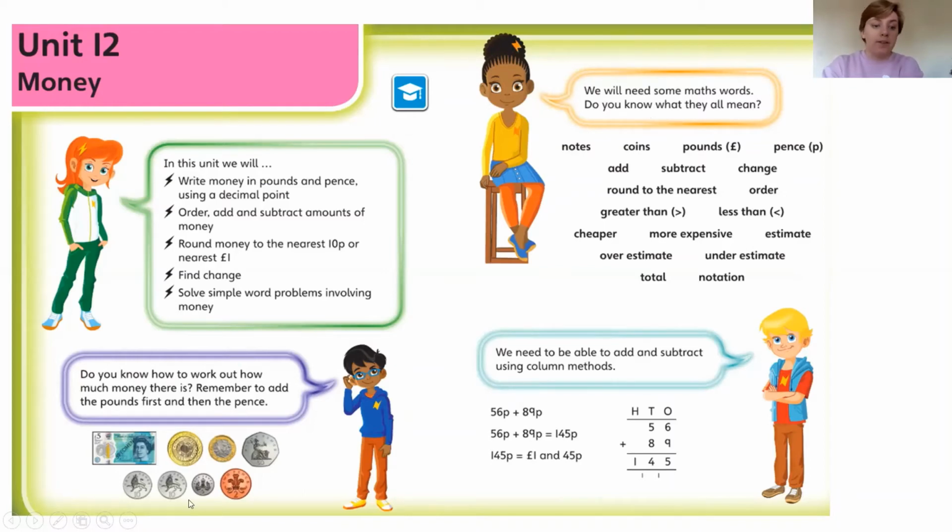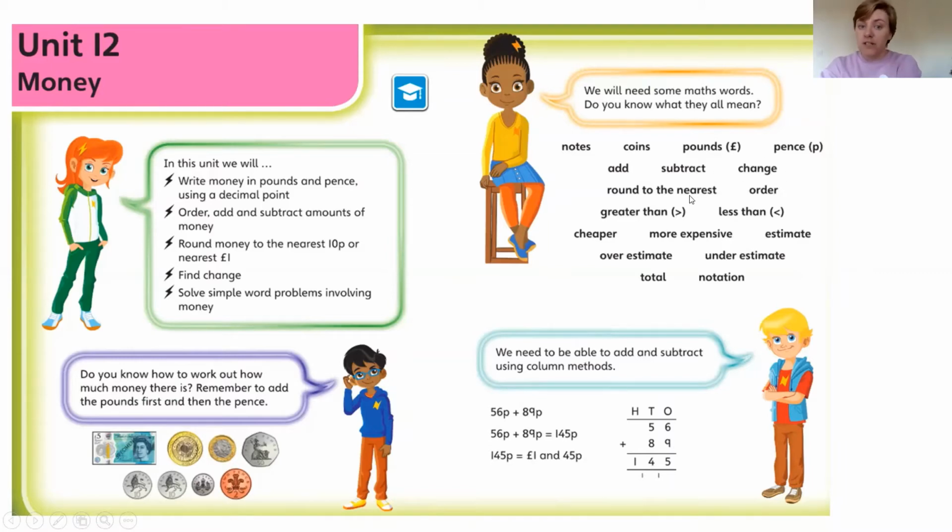And we have coins. Now these are coins, okay? Small bits of metal, £2, £1, 50p. We also get 20p, 10p, 5p, 2p, and 1p. You have pounds and pence, okay? We'll be adding, we'll be subtracting, we'll be learning to find something called change.